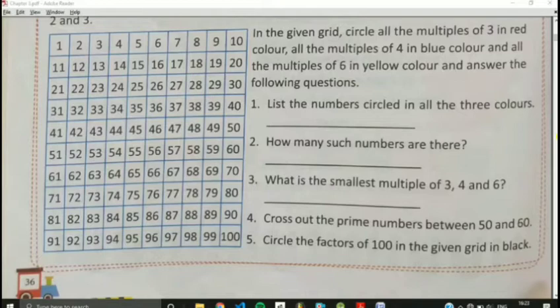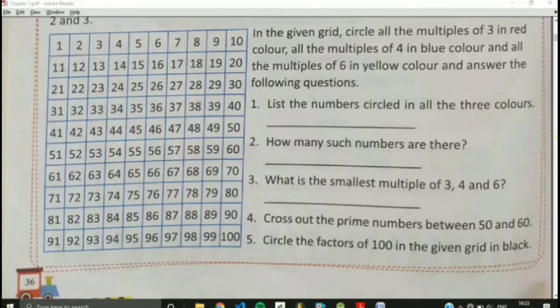After that, if you are not able to recall the next multiples, you apply a pattern of jumping 3 numbers. Jump 3 numbers, count 3 numbers. The number that comes at the third place will be another multiple of 3. This way you can identify all the multiples of 3. In the same way you identify multiples of 4, marking them in blue color, and multiples of 3 in red color.